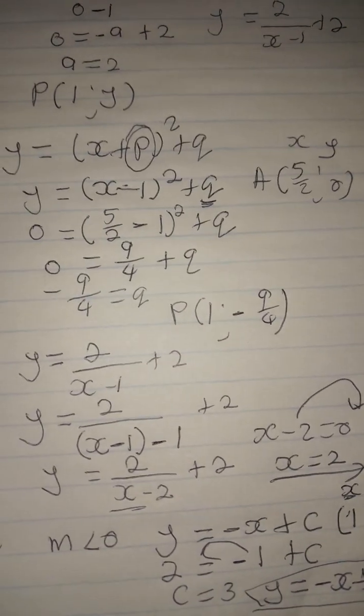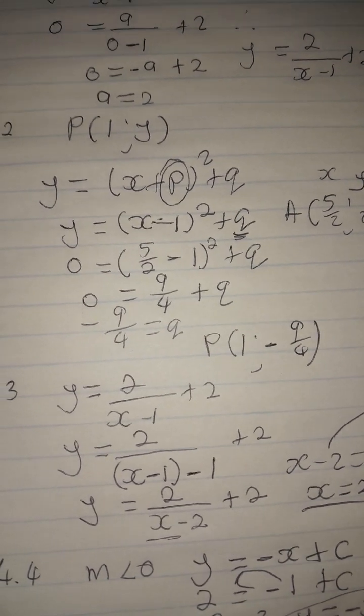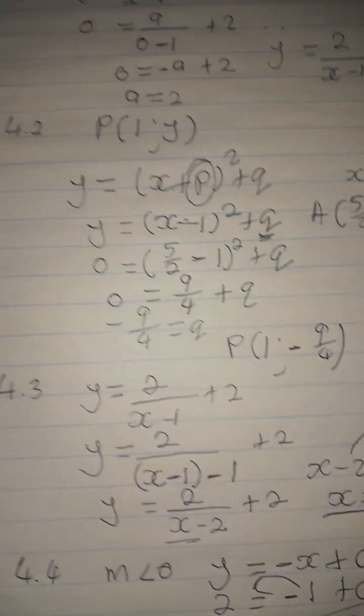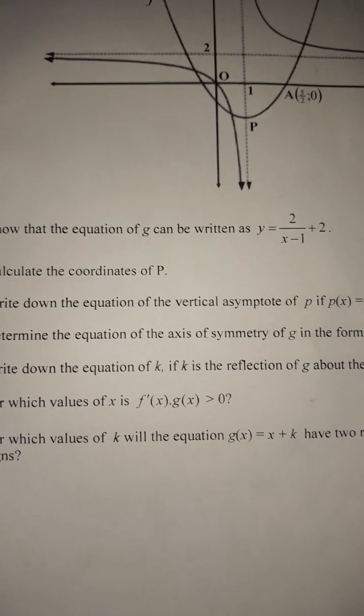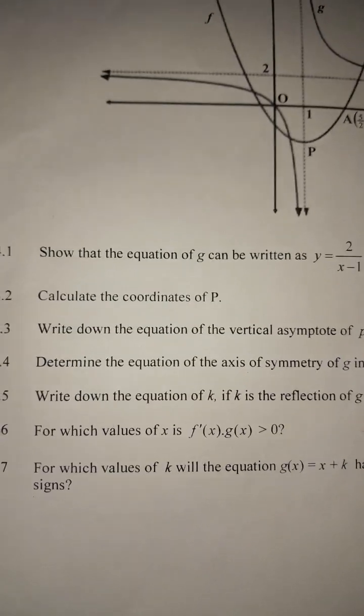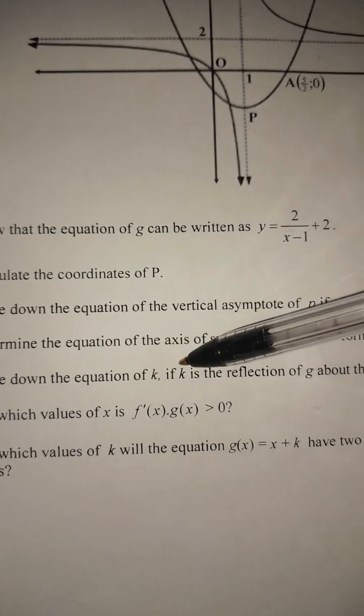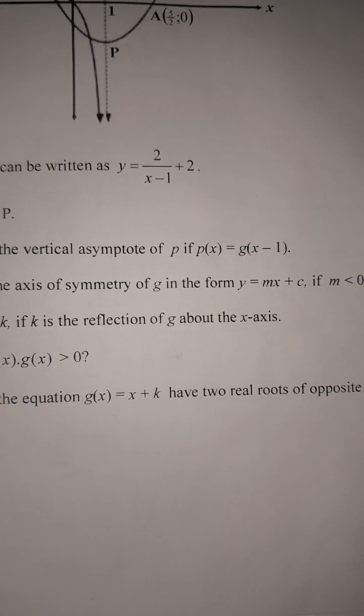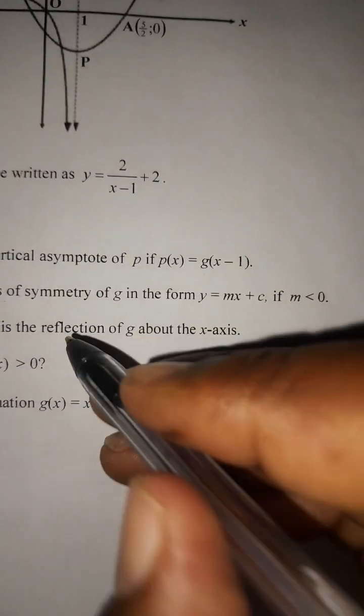Okay, I hope you guys are still together. Let's go to 4.5 now. Let's revisit 4.5. Now they said write down the equation of k if k is the reflection of g about the x-axis. Okay, let me do it here.